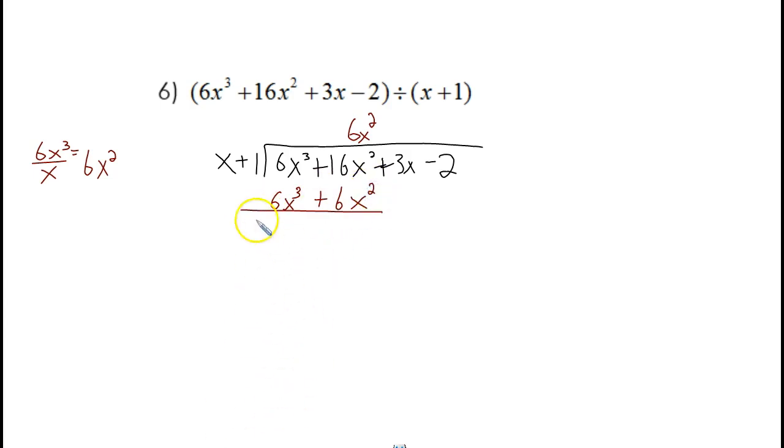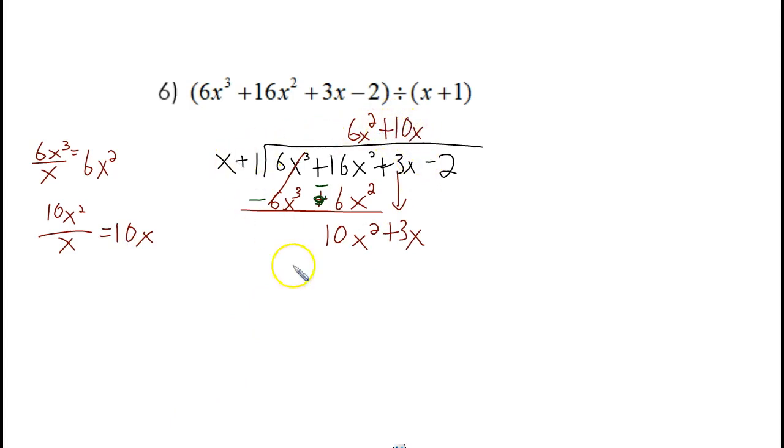Now I divide. I'm sorry, I said that wrong. Now I subtract. Minus 6x to the third, and this is going to change to minus 6x squared because I changed both signs to subtract them. 16 minus 6 is 10. Bring down the next term. Start over again. x divides into 10x squared 10x times, so that's what I write up top, plus 10x.